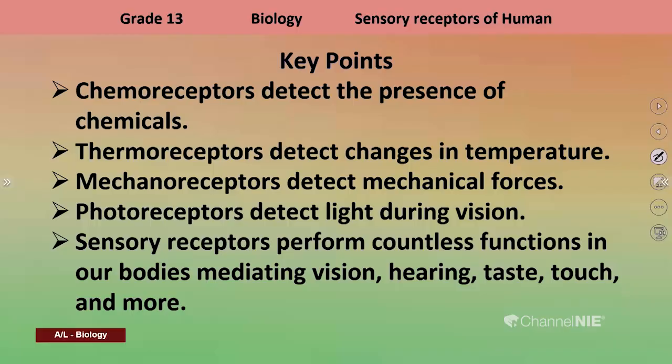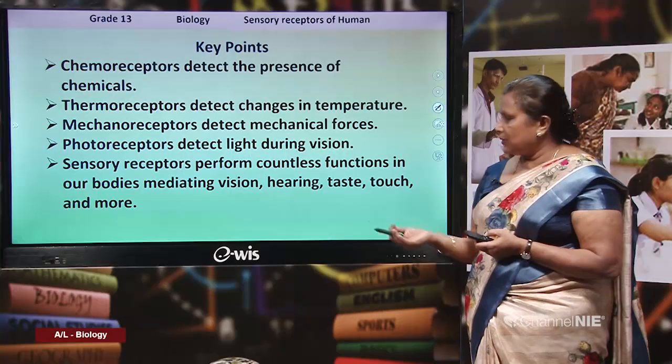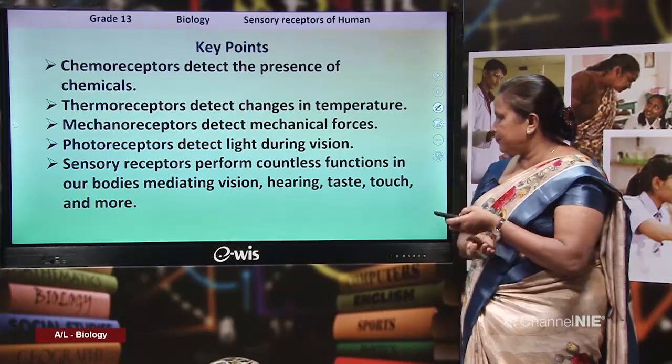Chemoreceptors detect the presence of chemicals. Thermoreceptors detect changes in the temperature. Mechanoreceptors detect mechanical forces. Photoreceptors detect light during vision. So therefore you can see sensory receptors are very important for the person's survival, right? So the survival of the human.